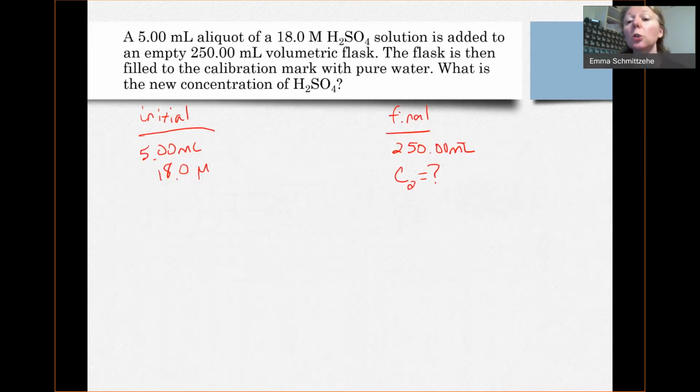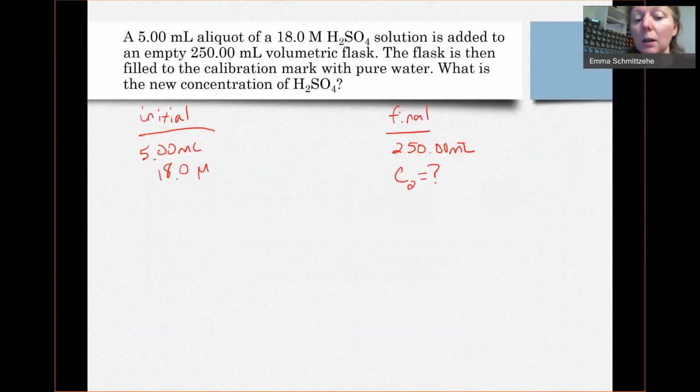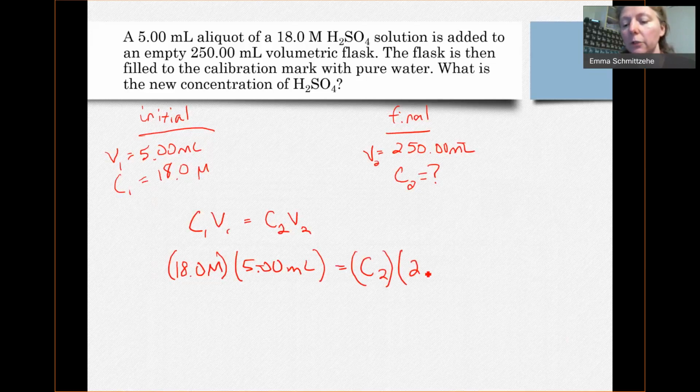Okay, so we can use the dilution equation. That's what I had on that previous slide here. This is what I would call the dilution equation, or in either of these forms, doesn't matter. And we're going to use that to perform this calculation, because really what we have, this would be V1, this would be C1, or I, and this would be V2, and then C2 is what we're looking for. And so I have C1 V1 equals C2 V2. I just plug in the information. So 18.0 molar times 5.00 milliliters equals C2 times 250 milliliters.